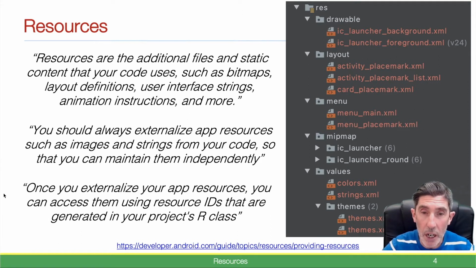So the official documentation tells us that resources are the additional files and static content that your code uses, such as bitmaps, layout definitions, user interface strings, animation instructions, and a lot more on top of that. You should always externalize app resources such as images and strings from your code so that you can maintain them independently. Once you externalize your app resources, you can access them using resource IDs that are generated in your project's R class. So again, we would have been looking at this R.id.whatever.